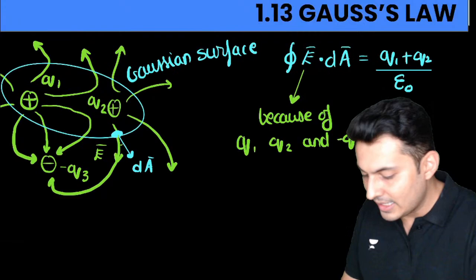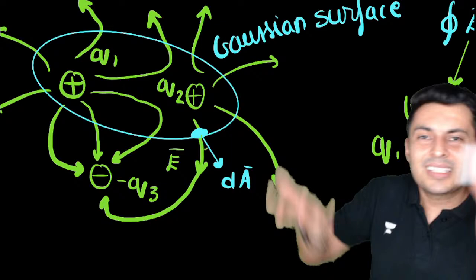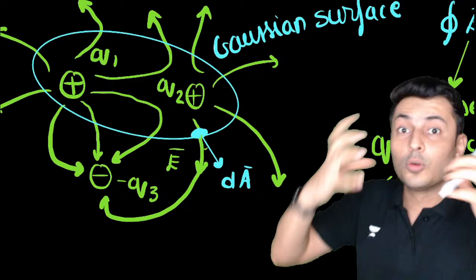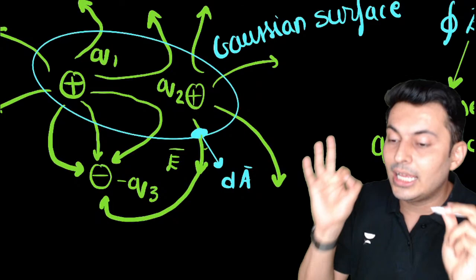Think about it. If I just tell you, find the electric field at that point, what will you do? Because of 1, there will be one field. Because of 2, there will be one field. Because of 3, there will be a field. You will superimpose all the fields and find the net field. This E is always the net electric field.